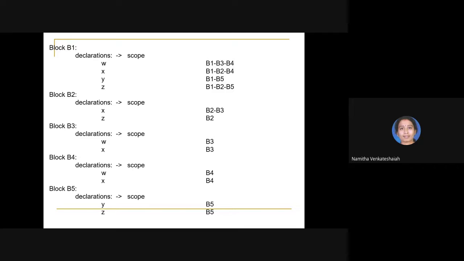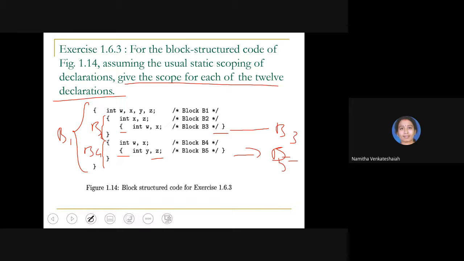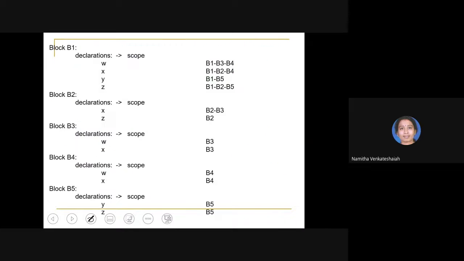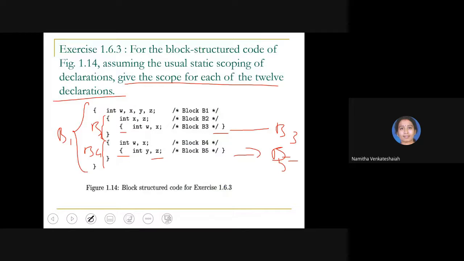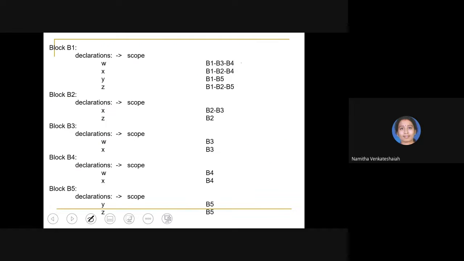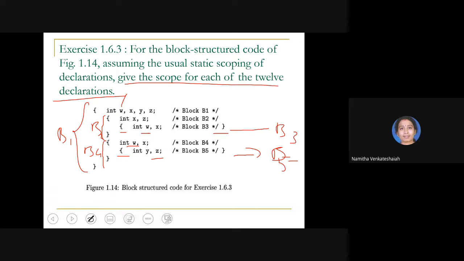Okay, so I just wrote that. Then I have to write the scope. For WXYZ, first for W I should check: where is W present? W is present in B1, B3 and B4, so the scope is there. That's what I have written. Similarly X. Where exactly is the scope for X? It is declared in B1, again in B2, and in B3 and B4. Okay, B1, B2, B3, B4.